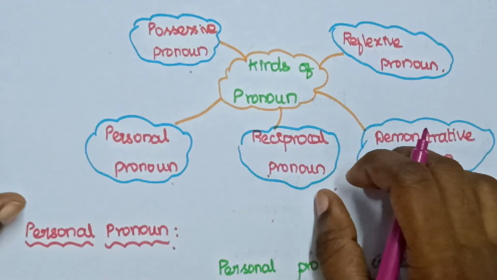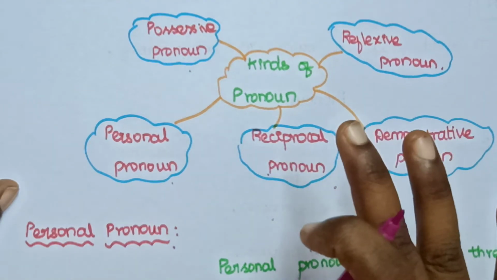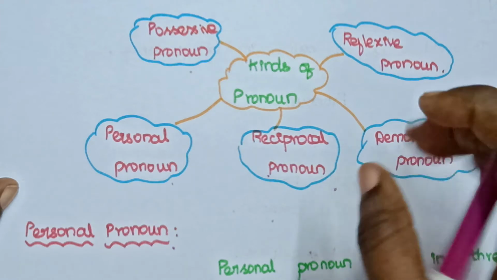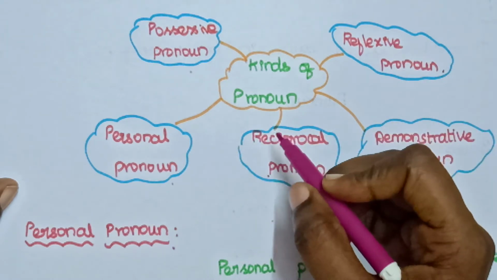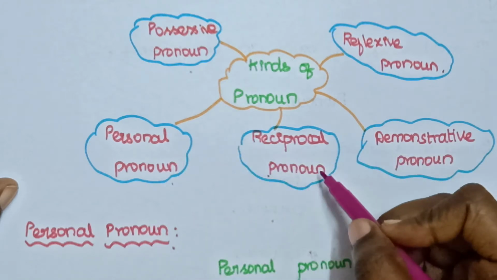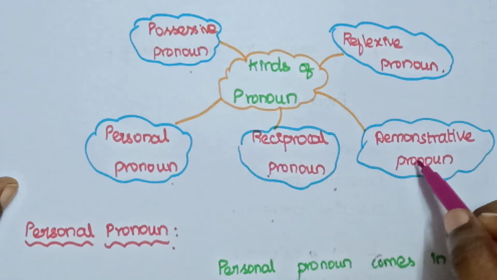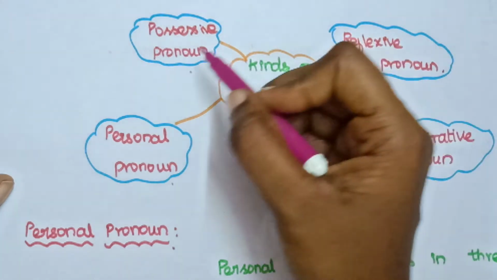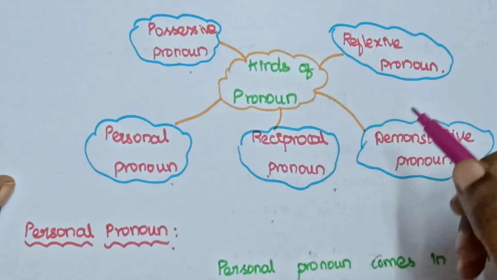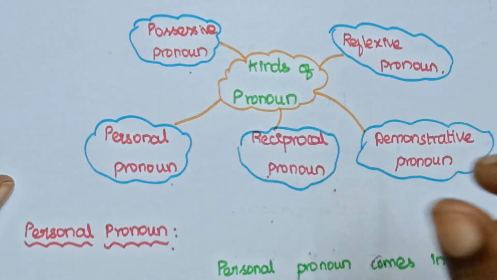Well friends, there are 5 different kinds of pronouns. There are also many other kinds. These are only a few of them. So what are the 5 different kinds described here? Personal pronoun, reciprocal pronoun, demonstrative pronoun, reflexive pronoun and possessive pronoun. So now we are going to see what all these are in a simple way.